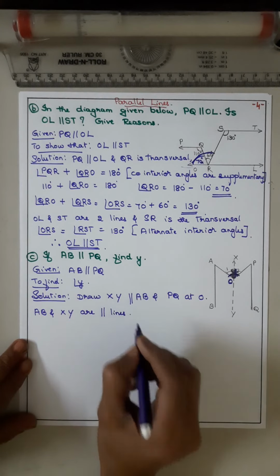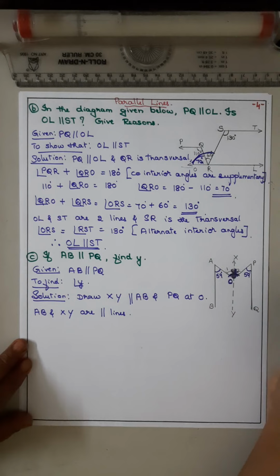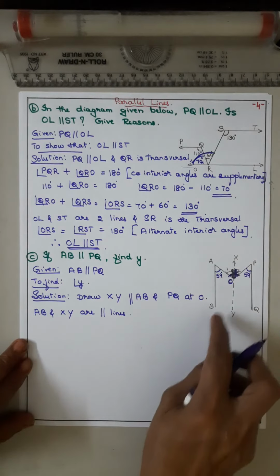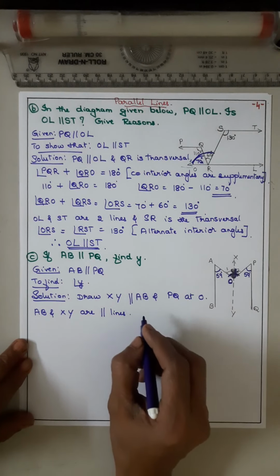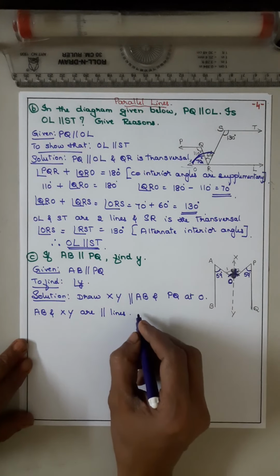Here I didn't write the angle. This angle and this angle, they have given as 59. So, these two angles are given as 59. What do we do? AB is parallel to XY and AO is the transversal.